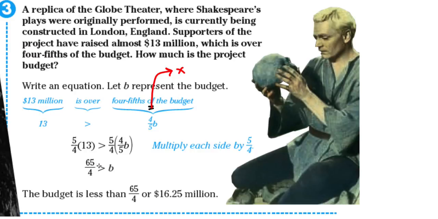If you notice, the inequality did not reverse. The symbol of the inequality did not reverse simply because we multiplied both sides by a positive number.